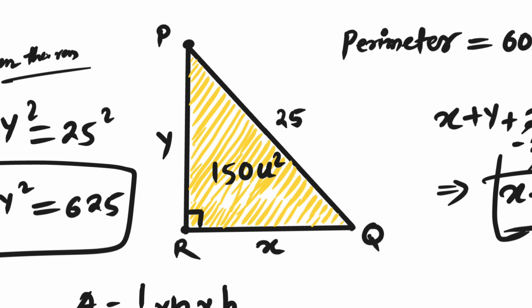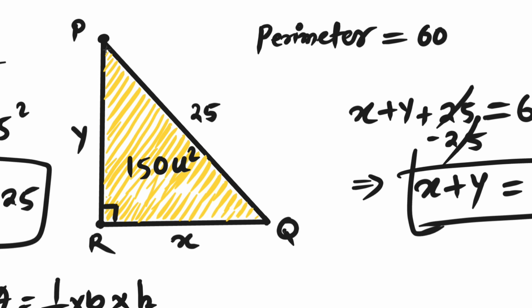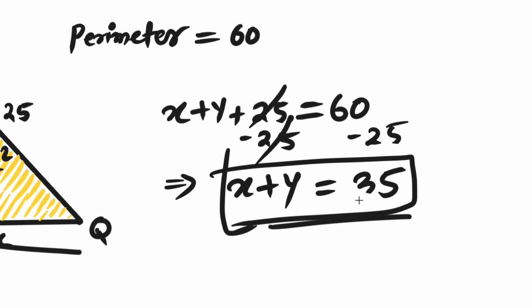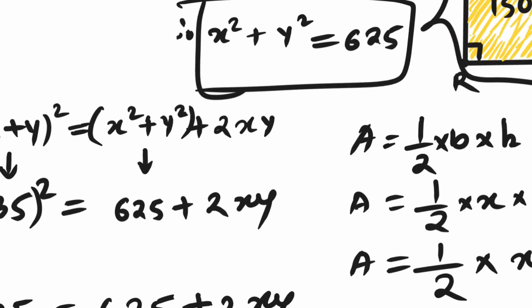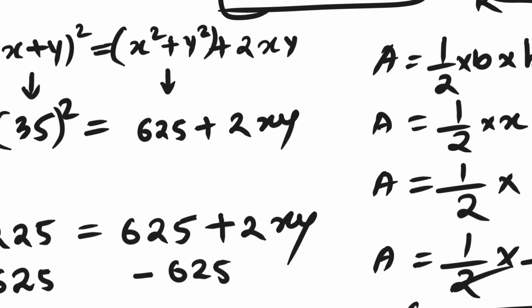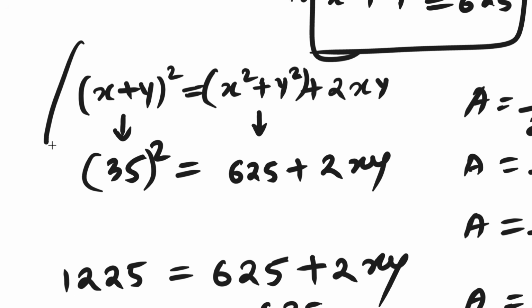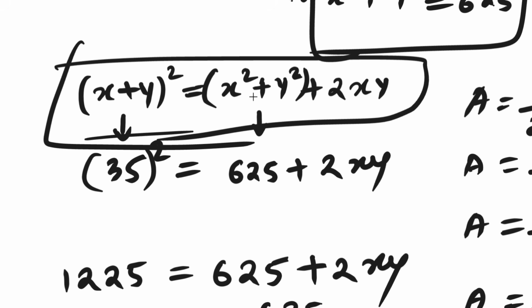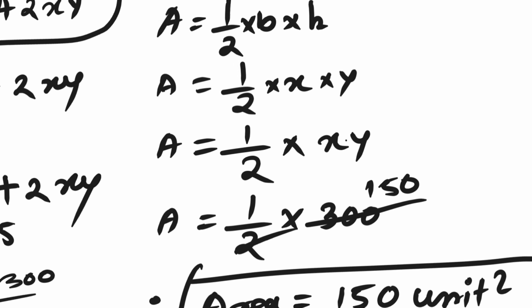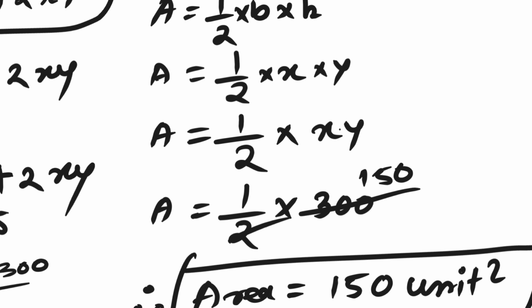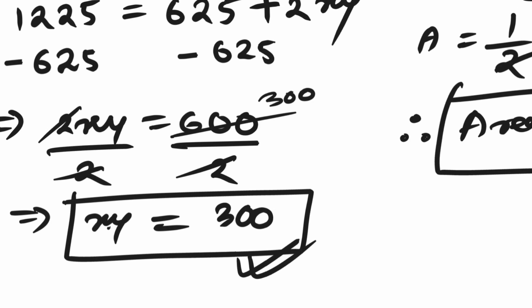Before we finish, notice the elegance of the method. We were given the perimeter, which allowed us to find the sum of the two legs. Then the Pythagorean theorem gave us the sum of their squares. Instead of solving for the two unknown sides separately, we used the identity involving the square of their sum to find their product. And because the area of a right triangle depends directly on the product of its two perpendicular sides, that product gave us the answer immediately.